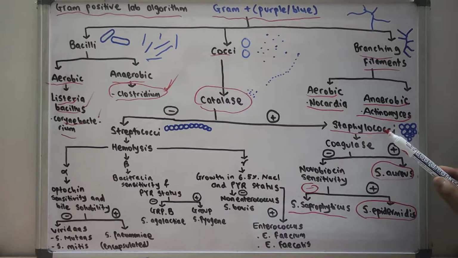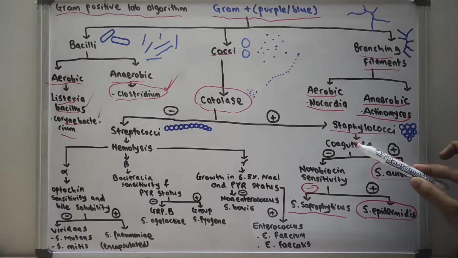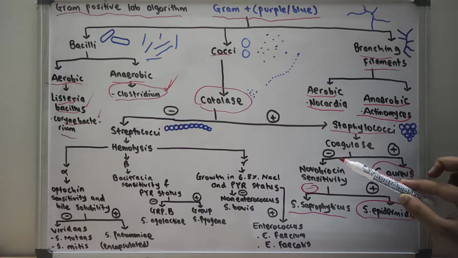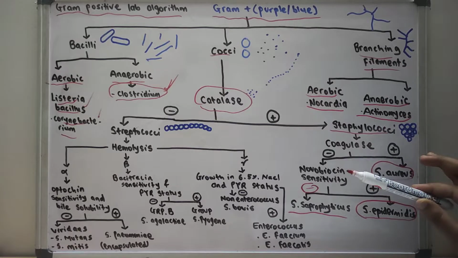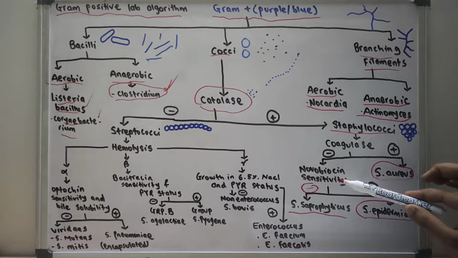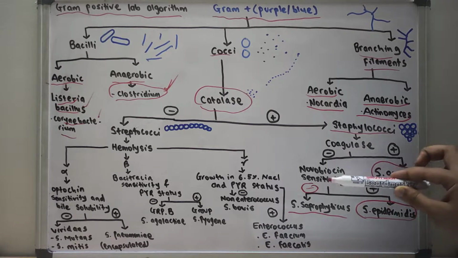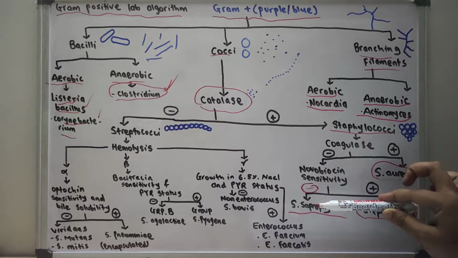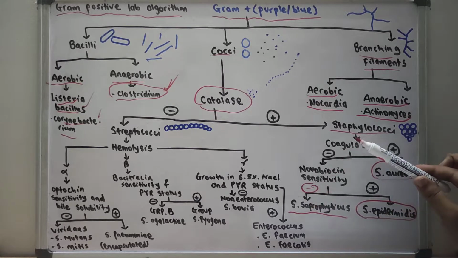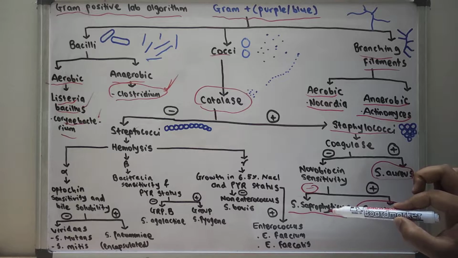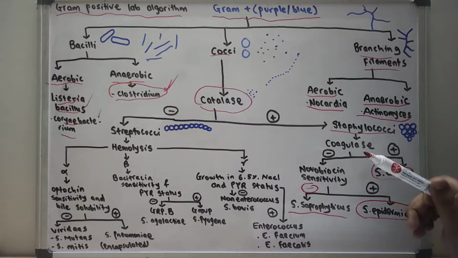So on the staphylococci, coagulase positive staphylococci is Staphylococcus aureus. The coagulase negative staphylococci is again divided on the basis of novobiocin sensitivity. The novobiocin sensitive coagulase negative staphylococci is Staphylococcus epidermidis, and novobiocin insensitive coagulase negative staphylococci is Staphylococcus saprophyticus. So this is about the staphylococci.